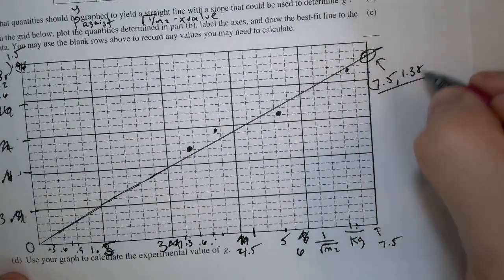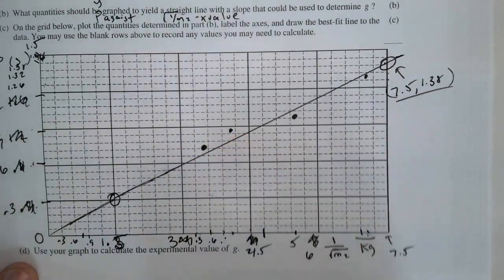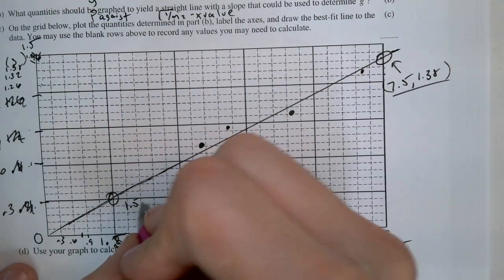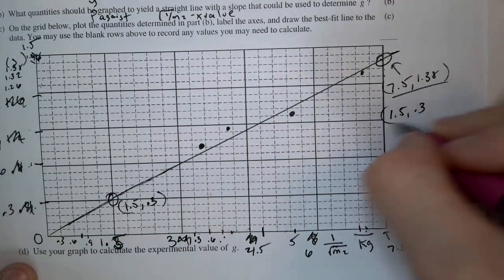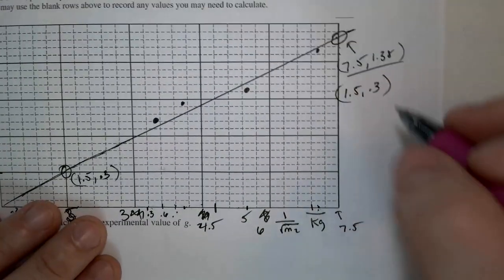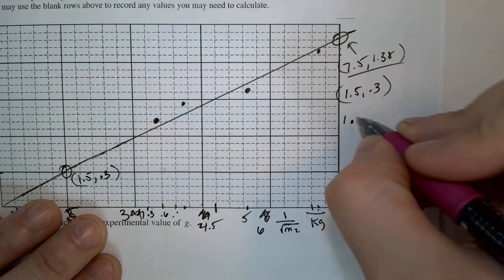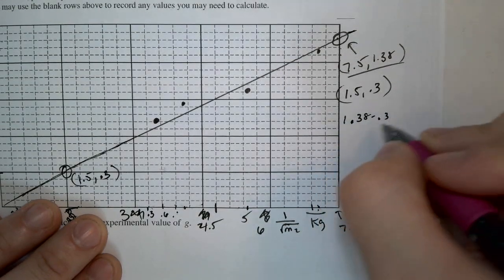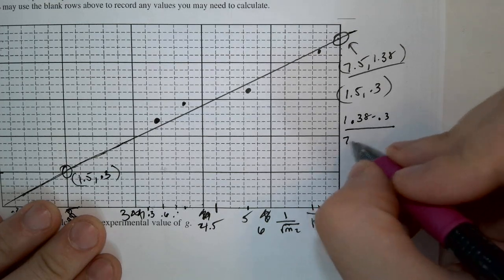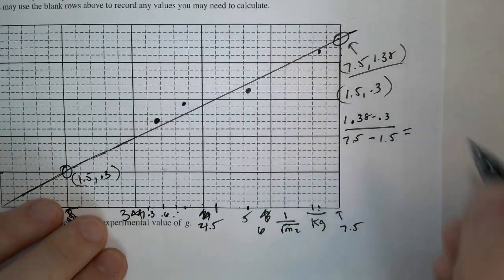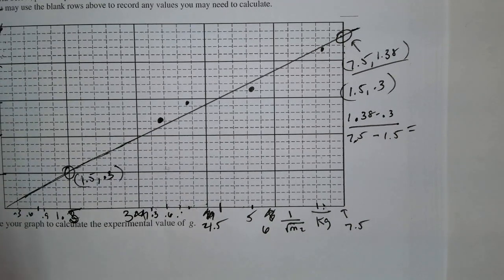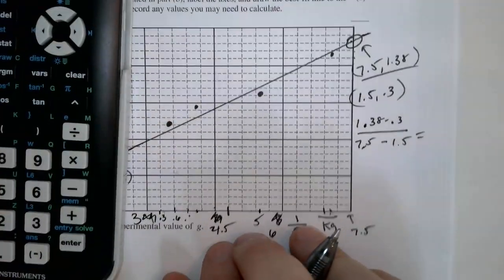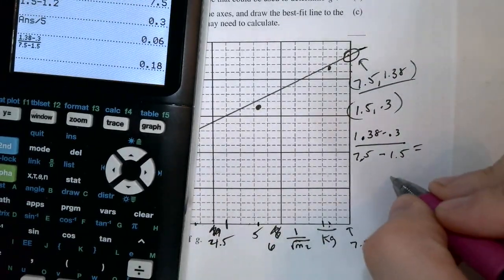Annoying. And then I'm going to pick an easier point. That point right there is 1.5, comma, 0.3. Use your slope formula. We would have to do 1.38 minus 0.3 over 7.5 minus 1.5. You get an answer to that. 1.38 minus 0.3 divided by 7.5 minus 1.5 into my calculator tells me my slope is 0.18.